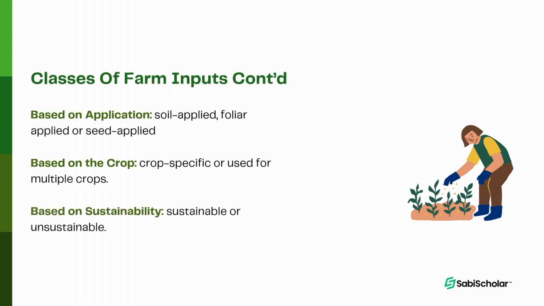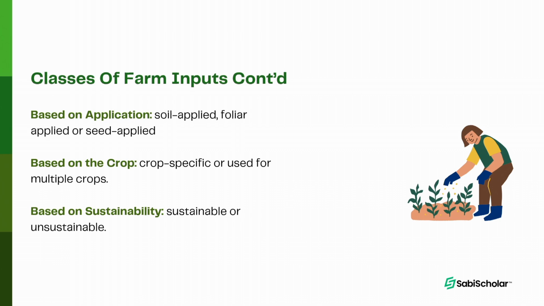Then the fifth one is based on sustainability. Inputs can be classified as being sustainable or unsustainable. Now, the sustainable inputs are those that can be used in ways that do not harm the environment, such as organic fertilizers, biological pesticides, and conservation tillage practices that don't put much impact on the soil itself or the soil structure. The unsustainable inputs are those that have negative environmental impact, like synthetic fertilizers, chemical pesticides, and intensive tillage practices that break down the soil somehow.